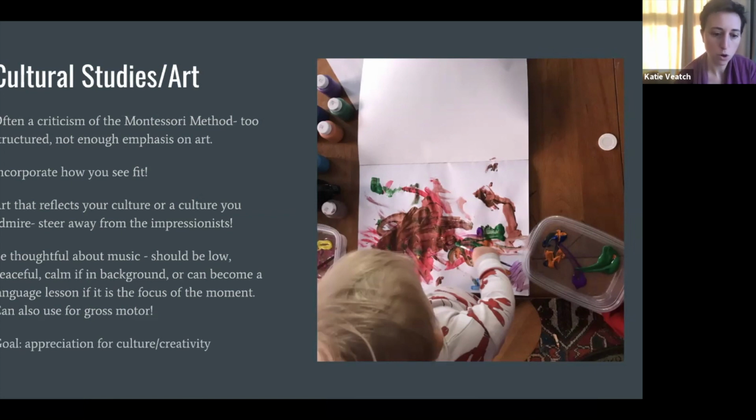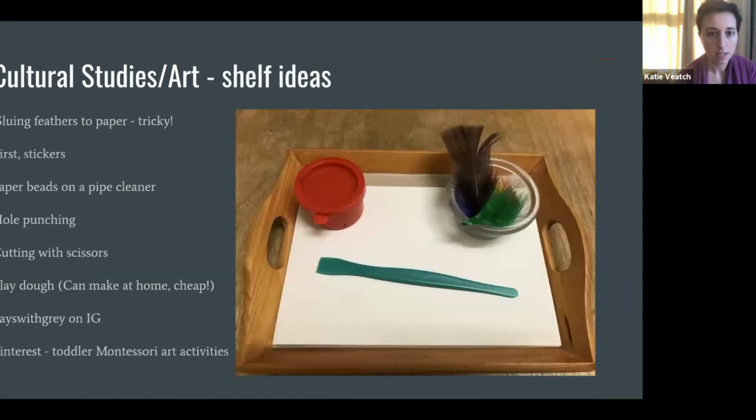Okay, so our goal is that our children are going to have an appreciation for this stuff. So here are some shelf ideas. Gluing feathers to paper. This looks so simple, but it's really tricky. It's a really nice activity because the feathers get stuck to their hands with the glue, and then they have to get them off and they get stuck to their other hand, and they get really interested in this. It's a fun one and it takes them a while.